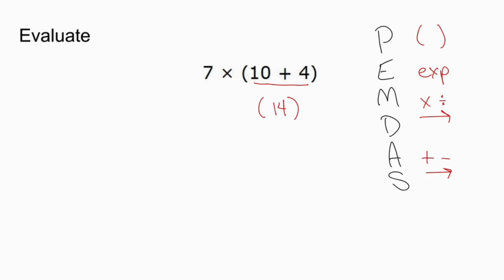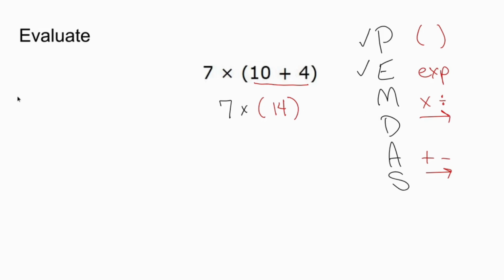Then everything over here that you didn't do, you drop down. 7 times that. Now we did the P. Do we have any exponents? Nah. And then we only have one thing left over, and that's just a multiplication problem. So I don't have to worry about the rest of PEMDAS, I just have to multiply.